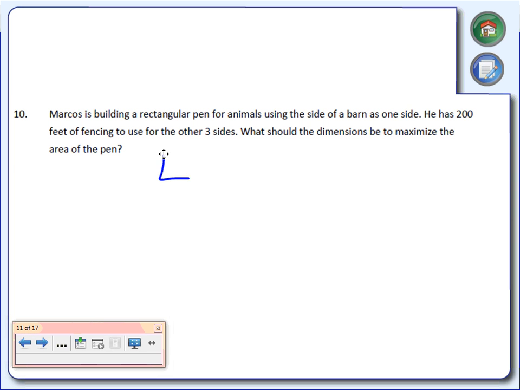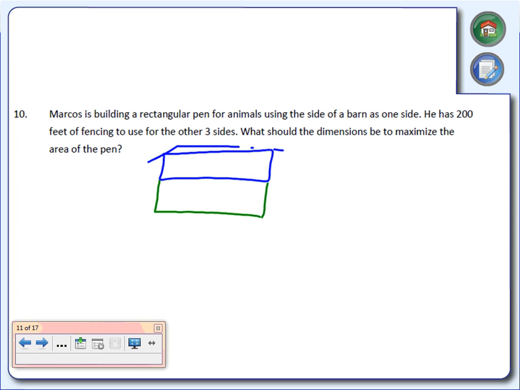All right, so he's got his barn. Here's the barn. And right next to that barn, he's going to put a fence. So here's the fence. Notice it does say that it's a rectangular shape. Now what we know is he has 200 feet of fencing. We want to know what his dimensions should be so that we have the most area.